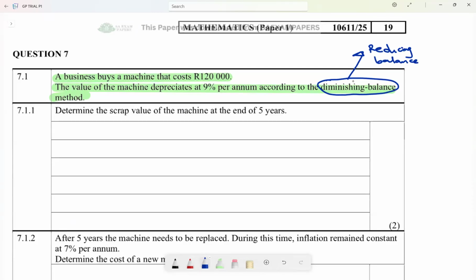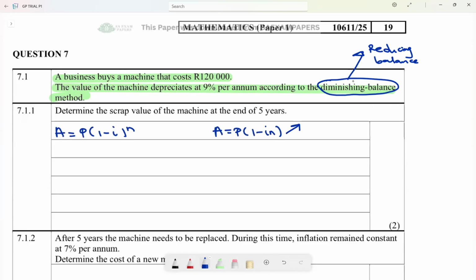And remember the reducing balance method, it is the compound formula but with a minus. So what is the scrap value? The scrap value is the value that it is worth after it has depreciated. So A is equal to P into 1 minus i to the power of n. This one, A is equal to P into 1 minus in.